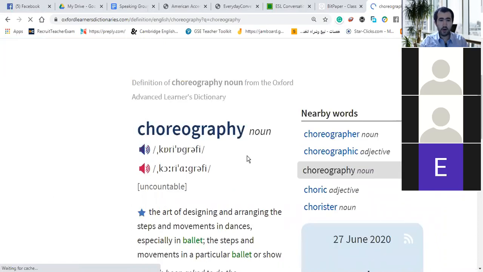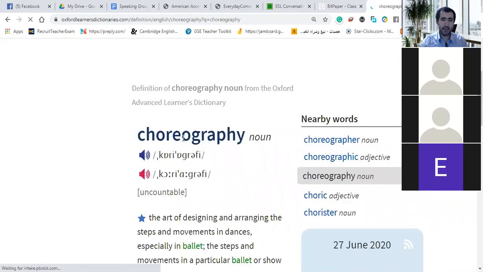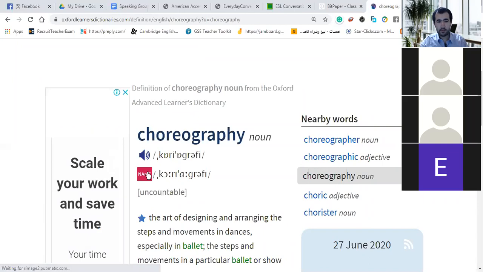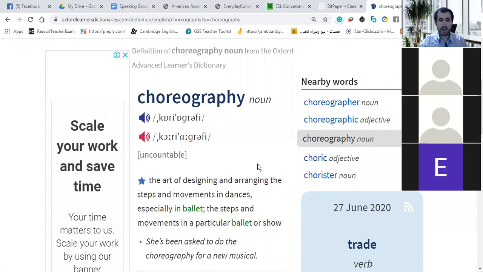One word may have two pronunciations: American and British. Let's listen to them. Choreography. The stress is in the second syllable, not the first. Choreography means the art of designing and arranging the steps and movements in dances, especially in ballet.